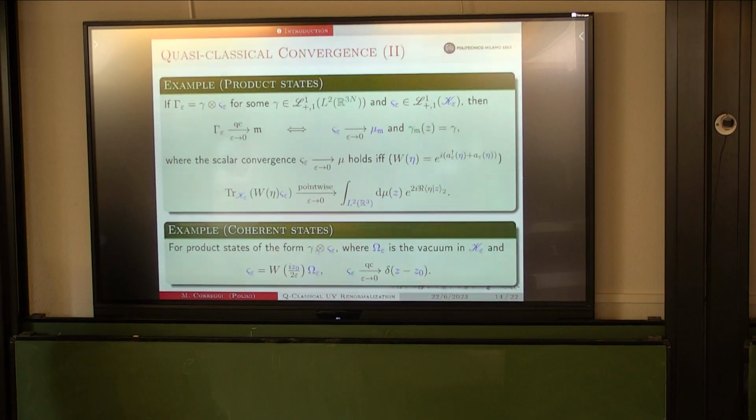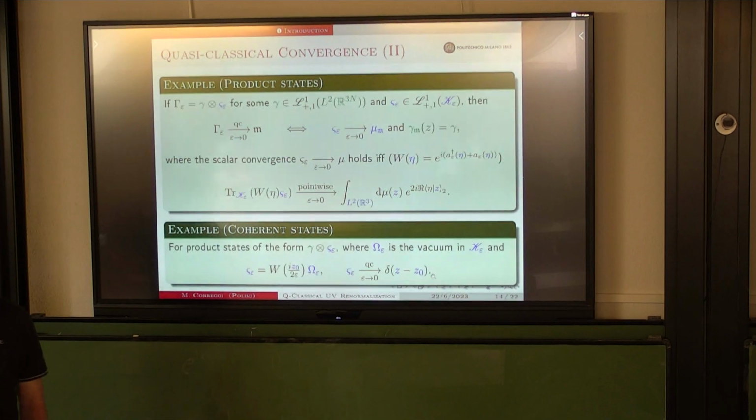Just to give you an example, you may ask yourself, what do I get in the limit? A very simple case is the case in which you have a coherent state for the field, so still uncorrelated. If you take a coherent state for the field of this form, properly rescaled because we have epsilon in the picture, so the Weyl operator acting on the vacuum, properly rescaled, the classical measure associated to it is the Dirac mass centered at L0. As you know, the coherent states are the most classical ones, and this is why their counterpart are pure states.